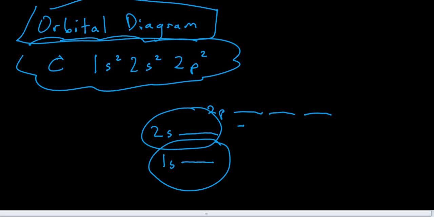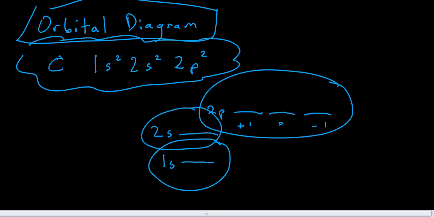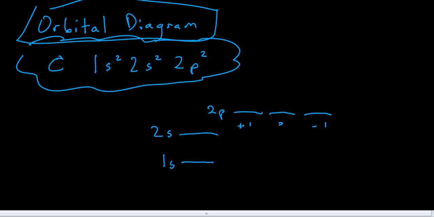And then for 2p, because we have +1, 0, -1 m sub l values in the p sublevel, we have 3 lines, each line representing a single orbital within the 2p sublevel. Our electron configuration says we have 1s2, that's 2 electrons. The first electron, for an m sub s value of +1/2, is drawn with a half arrowhead up. Then we pair it up, m sub s -1/2, arrowhead down. We go to the 2s sublevel. We have 2s2, so we have m sub s positive, arrowhead up, m sub s negative, arrowhead down.